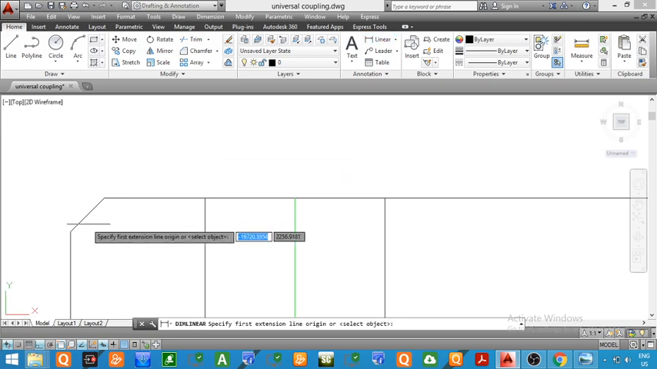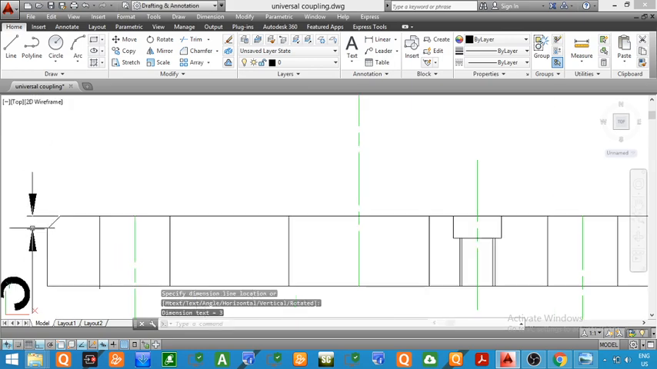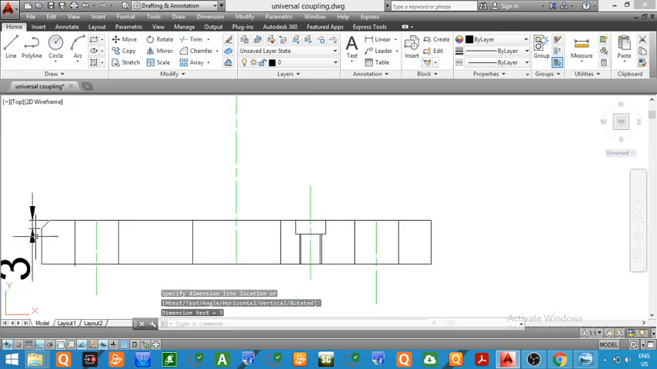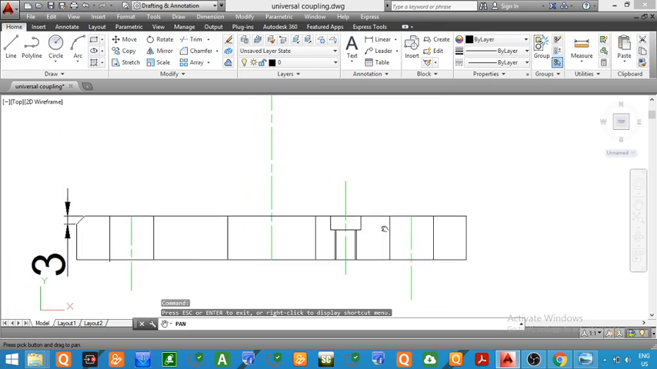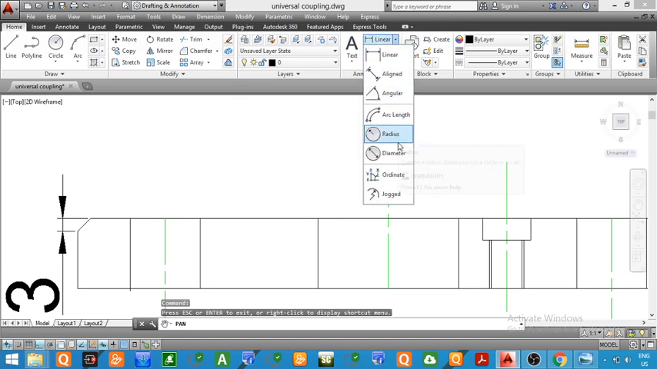Now we will give the dimension so that you can understand. From this point to this point, the vertical height will be equal to 3 mm. You can see the vertical height is equal to 3 mm. So the vertical height of the inclined line will be equal to 3 mm, whereas the inclination of this line with the vertical will be equal to 45 degree, since in the question the chamfer angle was given as 45 degree.